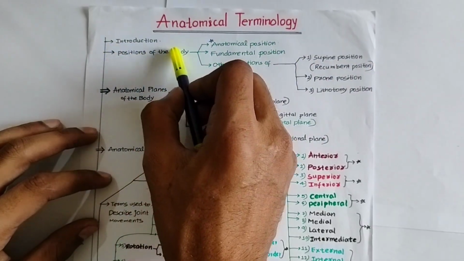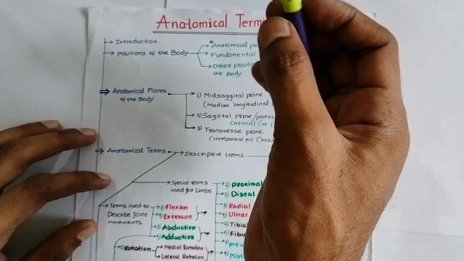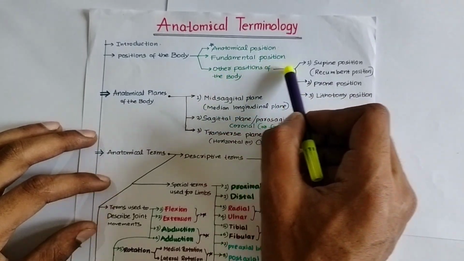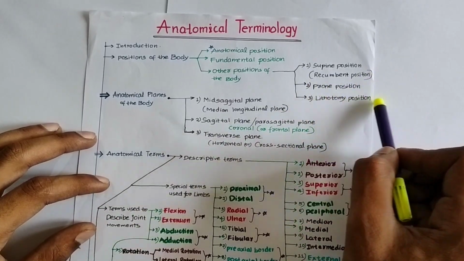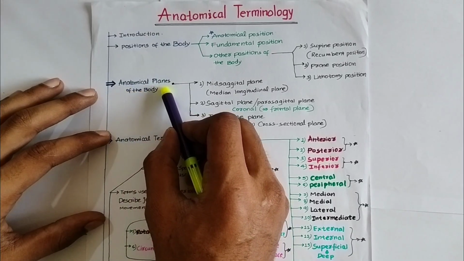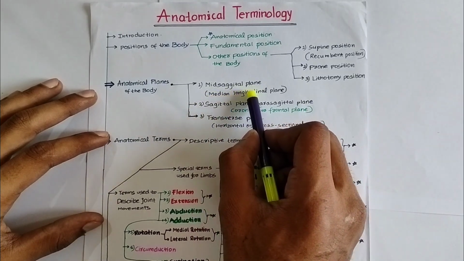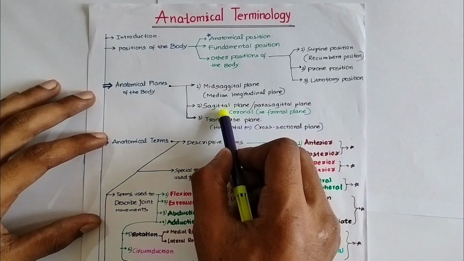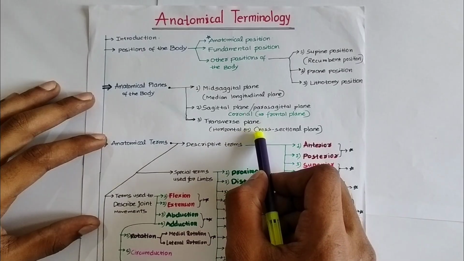Second is the positions of the body, which you will commonly use in your practice. So the anatomical position, the fundamental position, other positions of the body, like what is supine position, it's also called as recumbent position, and prone position and lithotomy position. And second, we'll discuss anatomical planes of the body, like first one, mid sagittal plane, also called as median longitudinal plane, and second one is sagittal plane, also called as parasagittal plane, and there is another plane, the coronal frontal plane, and third one is the transverse plane, also called as horizontal or cross-sectional plane.